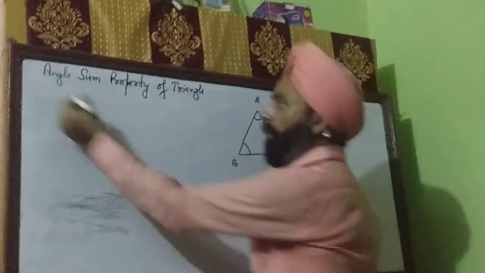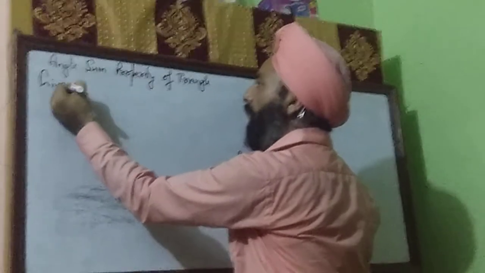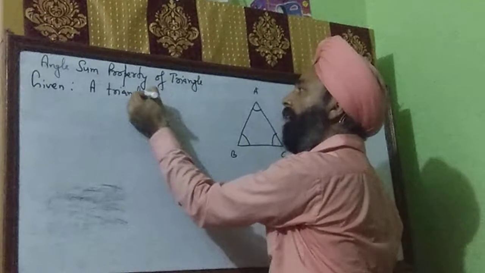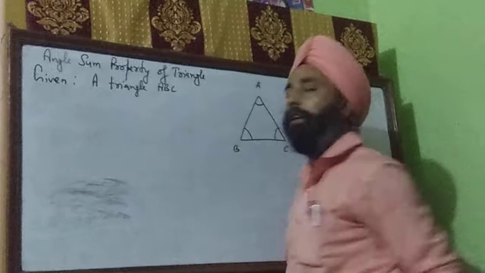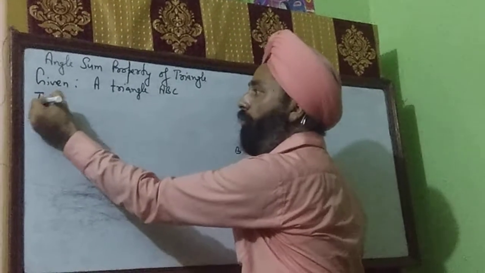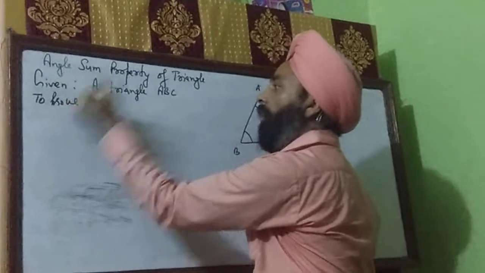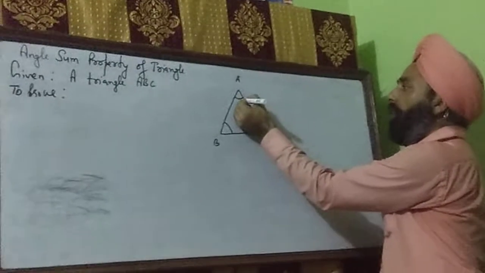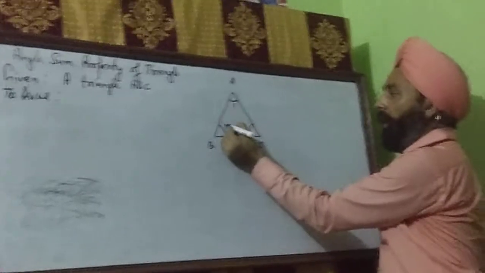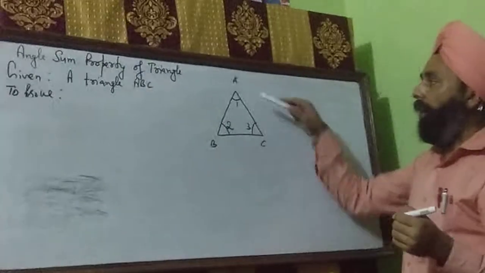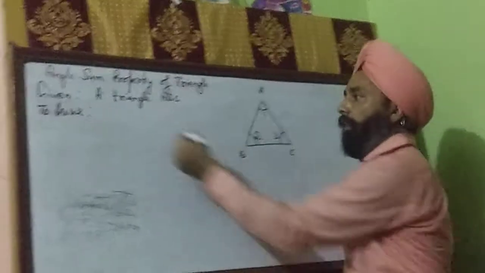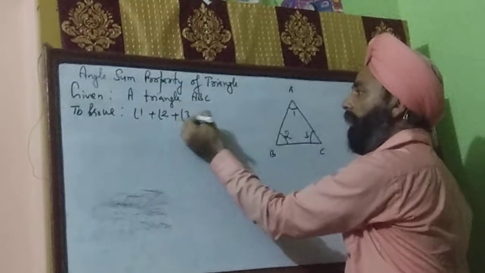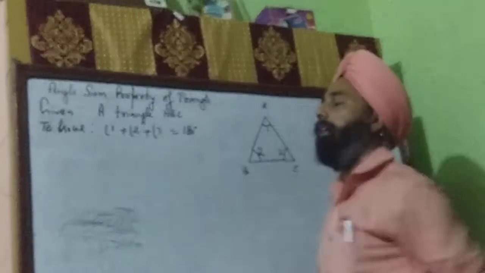Now what is given? We are given a triangle ABC. We need to prove. We will write, to prove, the sum of interior angles of the triangle is 180 degrees. Suppose this one is angle 1, then angle 2, then angle 3. Angle 1 plus angle 2 plus angle 3 equals 180 degrees.